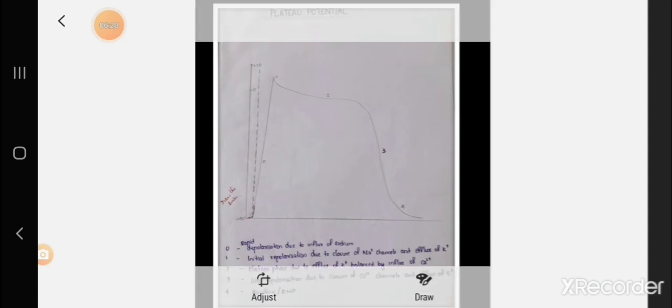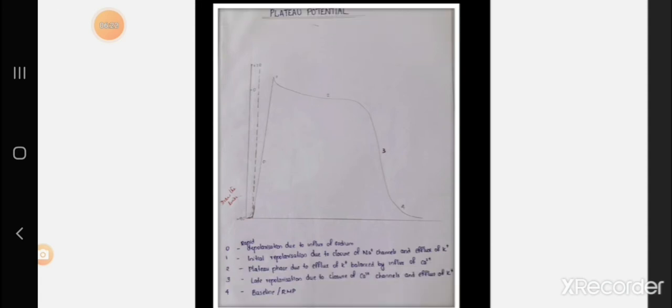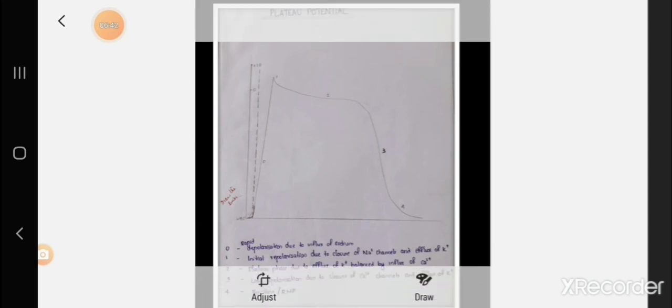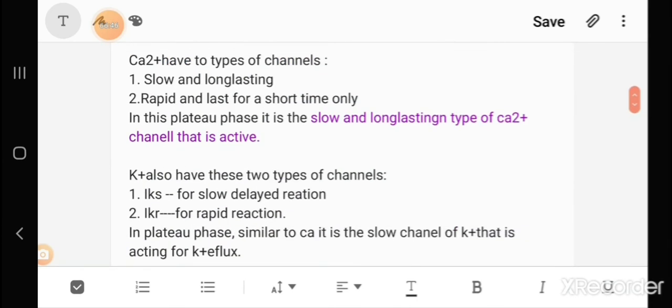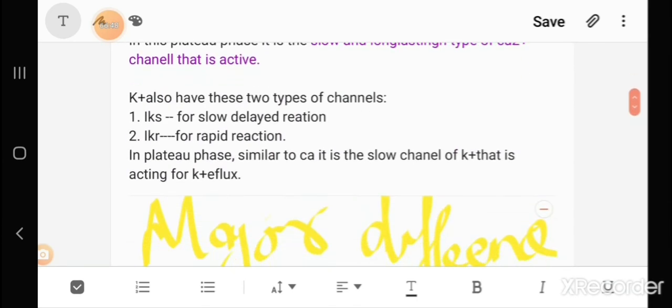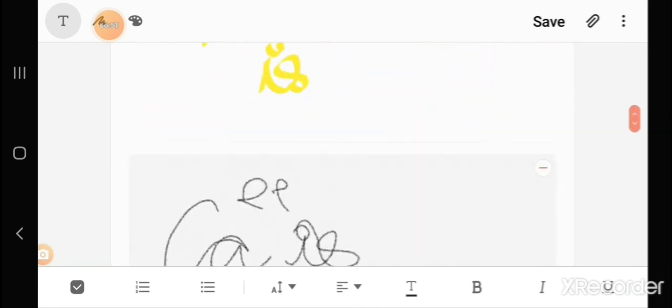In that phase, like phase 1, the potassium is effluxing but there is no calcium. If calcium was there, it would also have been a straight line, but it's not straight, it's a steep line. So the slow or long-lasting calcium channels have closed, and the only ionic movement taking place is K plus efflux. In this phase it takes place through both the rapid as well as the slow potassium channels.